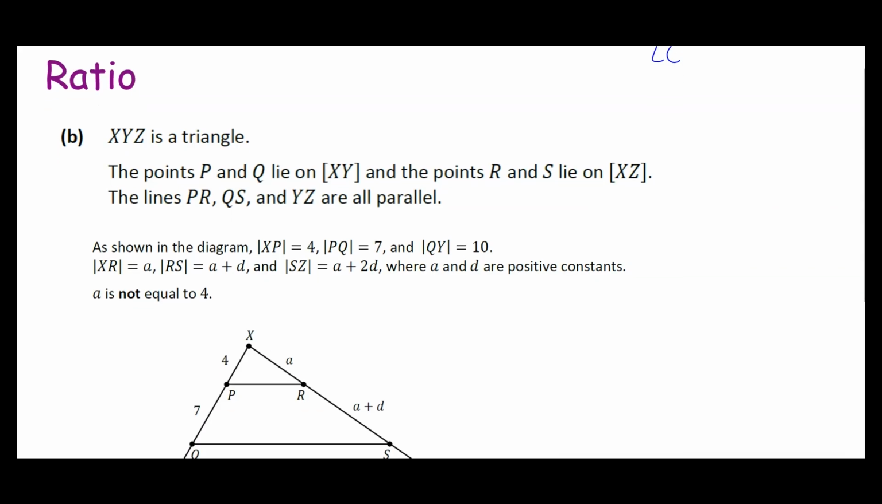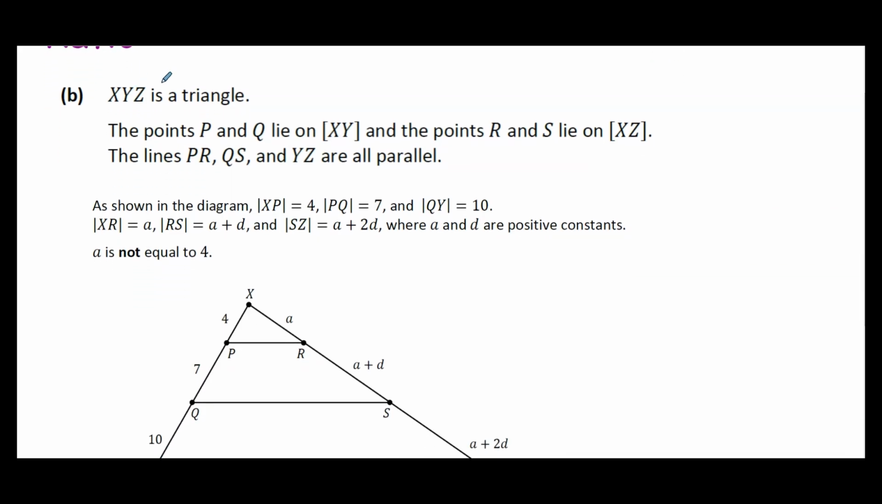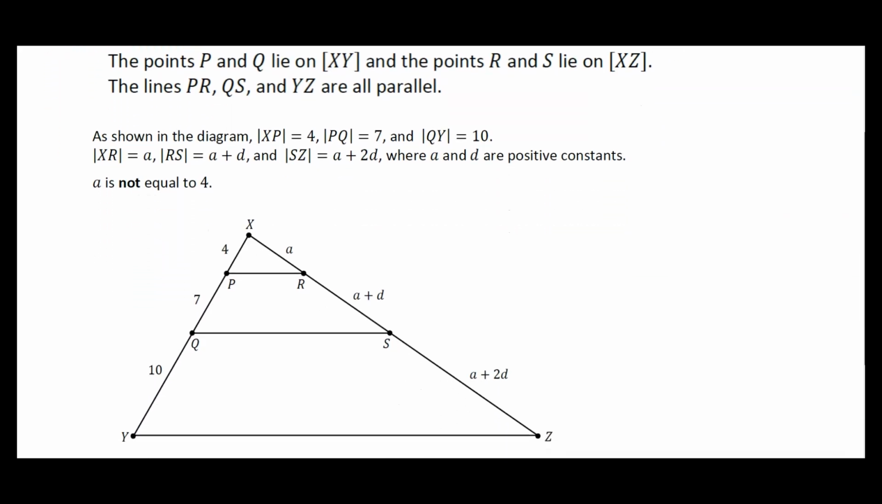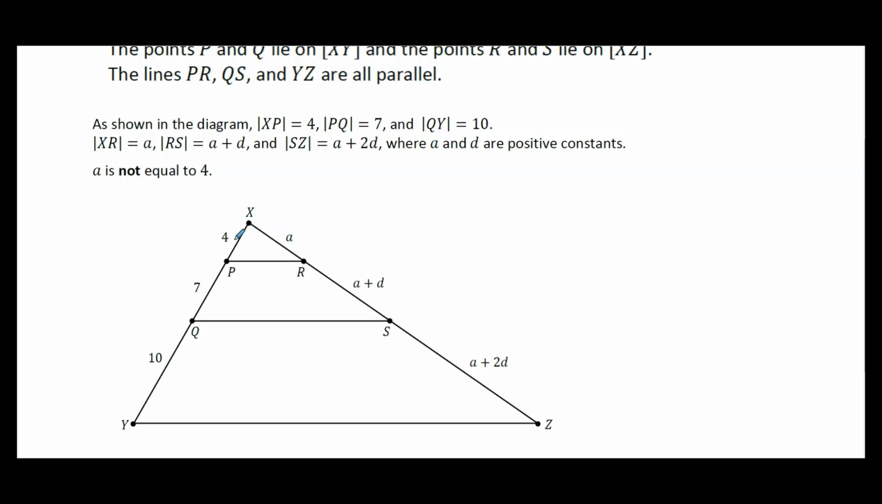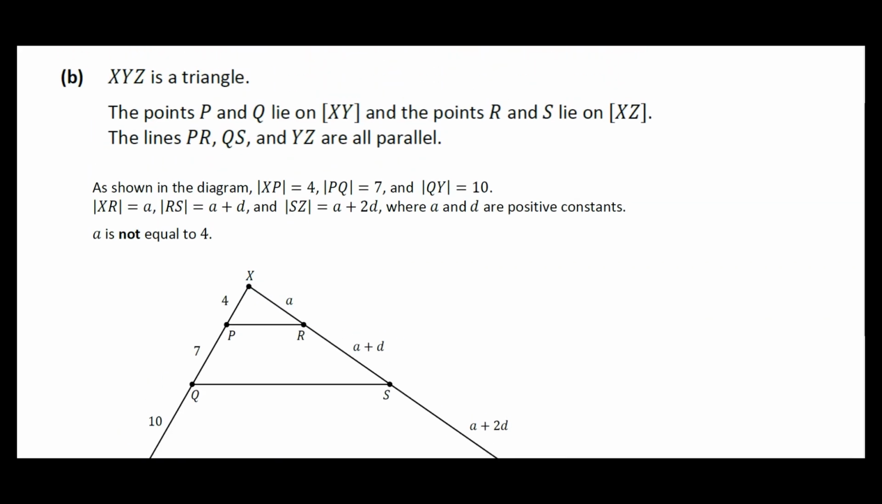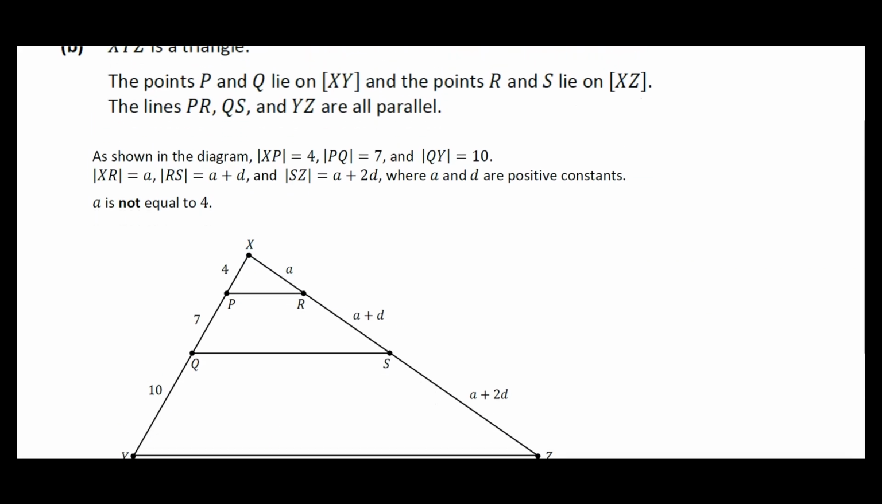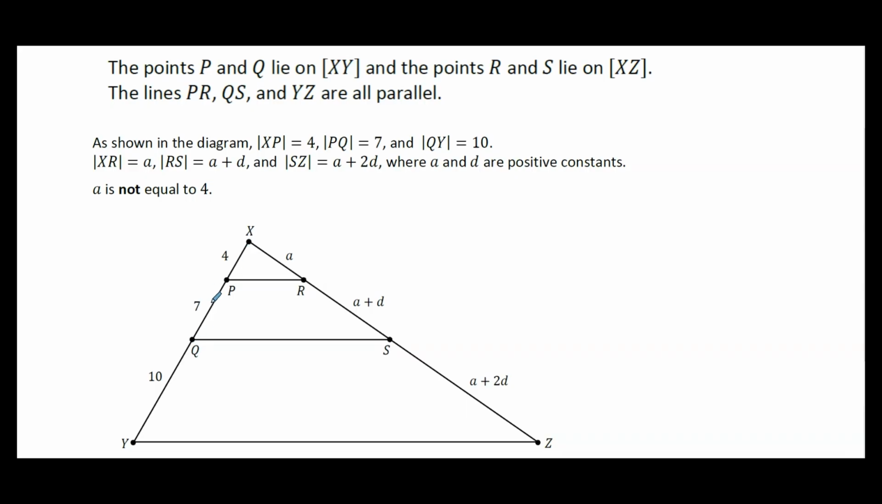Let's have a look at this question. So XYZ is a triangle, and we can see that it is a big triangle. Then we have points P and Q that lie on XY, and the points R and S lie on XZ. The lines PR, QS, and YZ are parallel lines. So we get the idea, and then as shown on the diagram, we have some measurements.